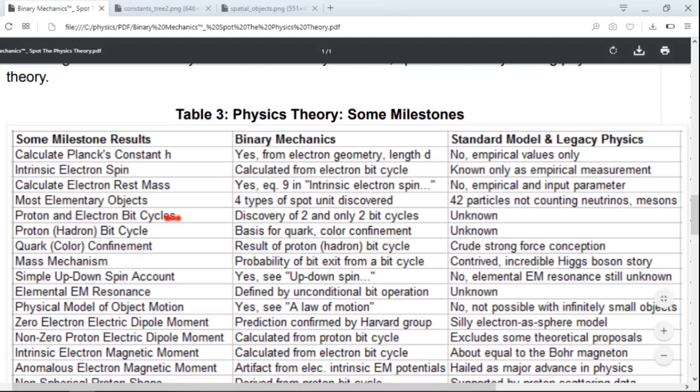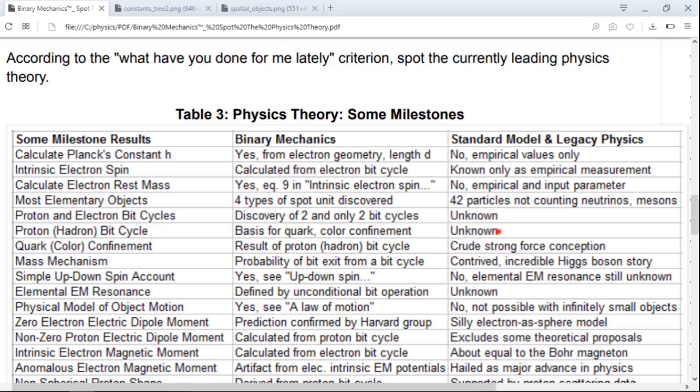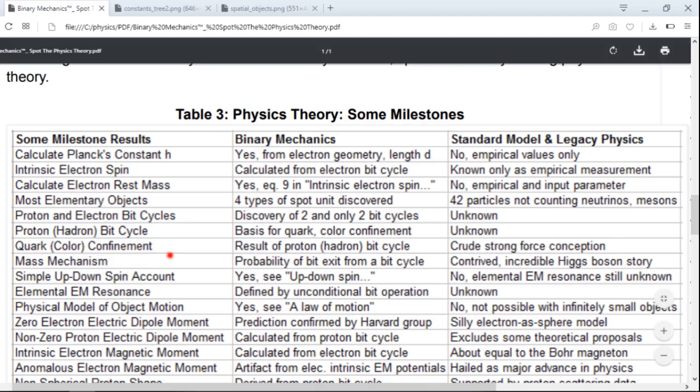Proton and electron bit cycles. The discovery of 2 and only 2 bit cycles. These are unknown in your textbooks. Proton-hadron bit cycle, the basis for quark color confinement. Unknown are some ragtag, worthless speculations in your textbooks. Quark color confinement, result of proton-hadron bit cycle in binary mechanics, compared to a crude strong force conception in legacy physics.